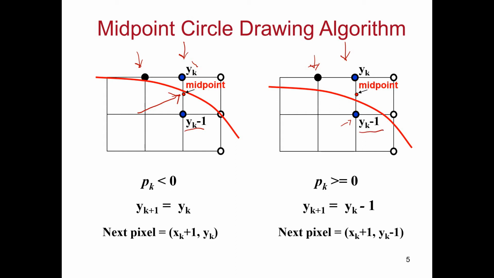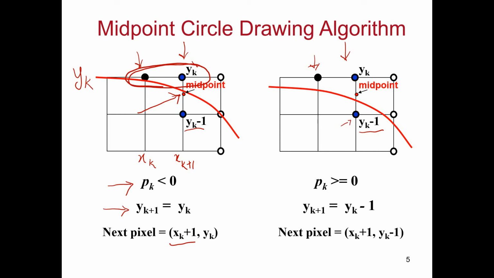Alright, so how do we make a decision whether we will choose yk or yk minus 1 is that we have a decision parameter pk. We will see how to solve this pk. When pk is less than 0, the value on the y-axis will not change. Yk plus 1 will be equal to yk. That means the next pixel we will choose is xk incremented by 1. This is your xk. Xk will be incremented by 1, but your yk will remain the same because you choose this.